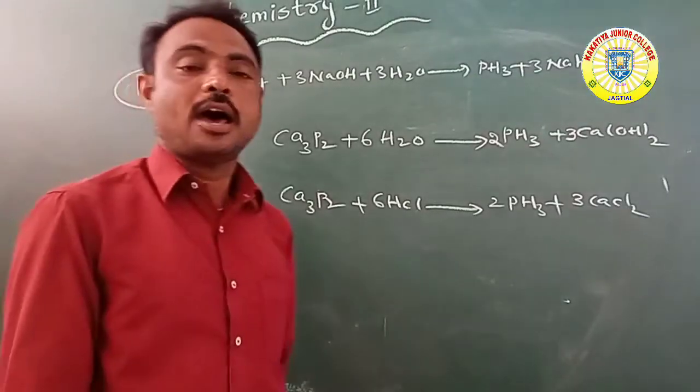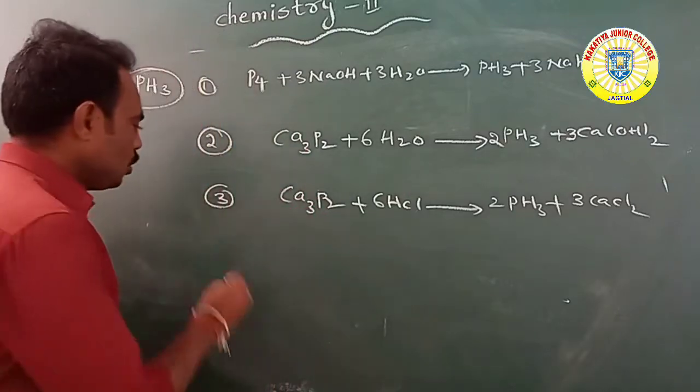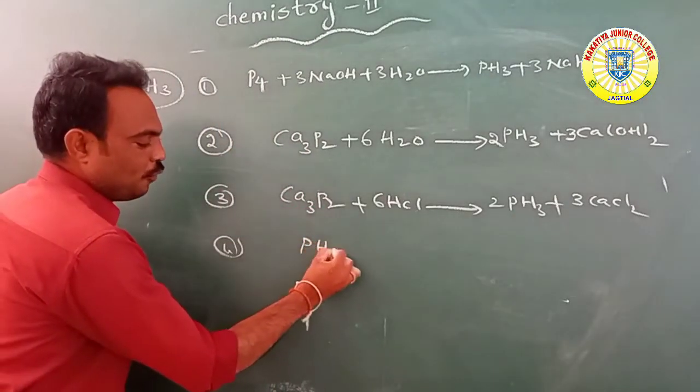At the same time, this phosphine is formed from phosphonium iodide or phosphonium bromide, any one compound. Okay, so PH4I.